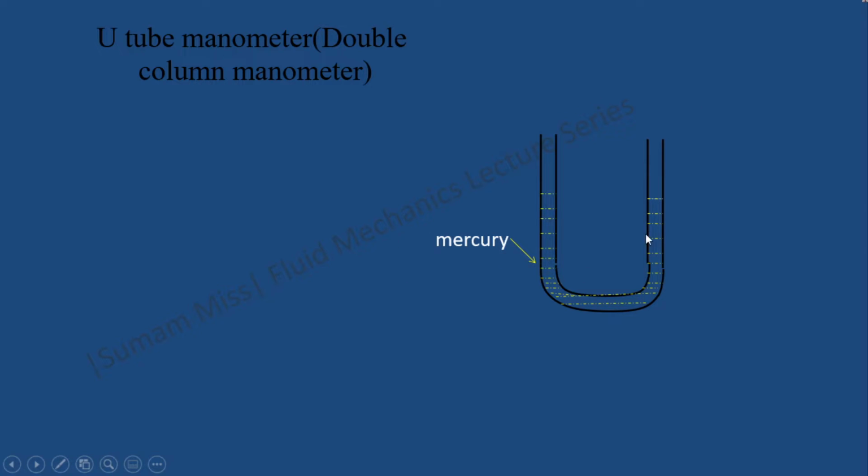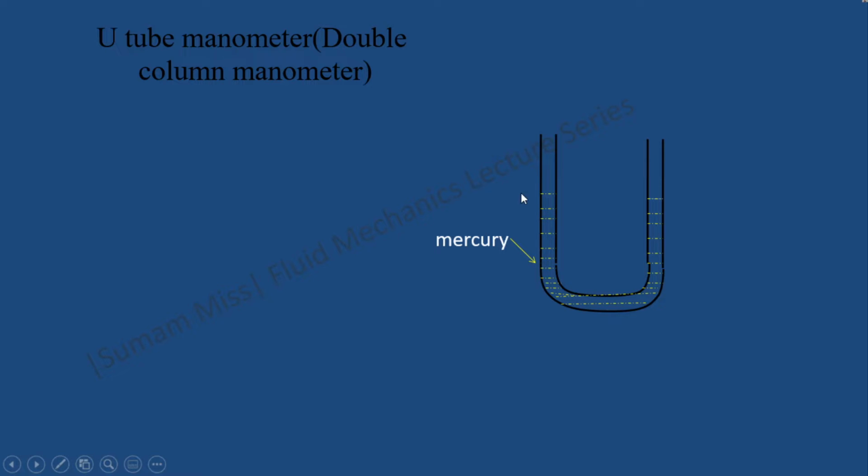The manometric liquid used for the measurement of pressure depends upon the pressure range and the nature of the fluid whose pressure is to be measured. When the pressure to be measured is large, a manometric liquid of high specific gravity such as mercury can be used. A high specific gravity is used as high pressure can be represented by a small liquid column.